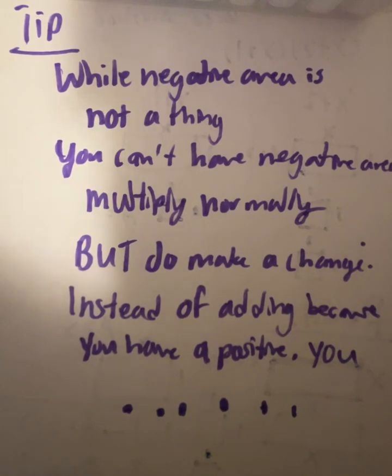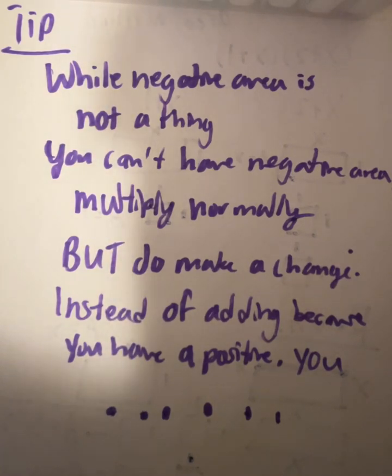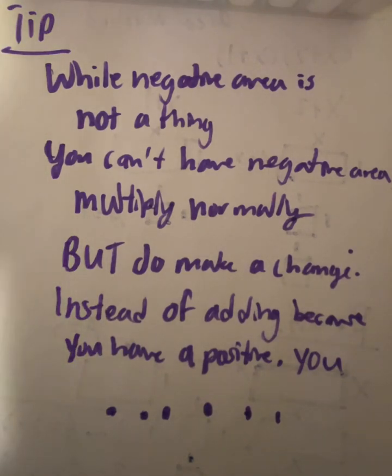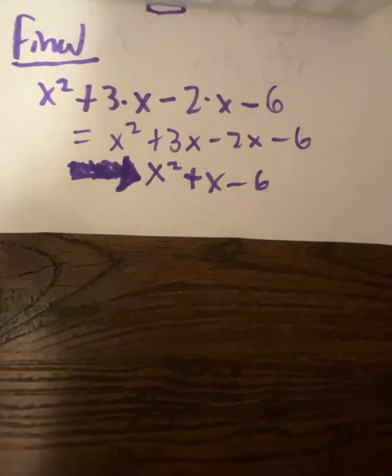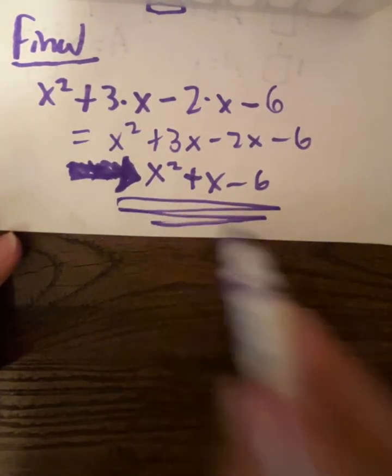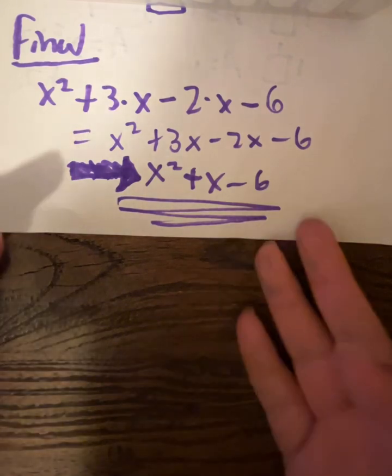And so this is a little tip for you all. Please take a moment to read this, but I'll read it over for you. While negative area is not a thing, you can have negative area. Just multiply normally, but make a change. Instead of adding, because you have a negative, you subtract. You should know what to do when you have a negative. Hopefully you take my tip, and so at the end your final result will look something like this, as you keep in mind to do what you do when you have negatives. Hopefully you took that tip and you can see how the final answer would look.